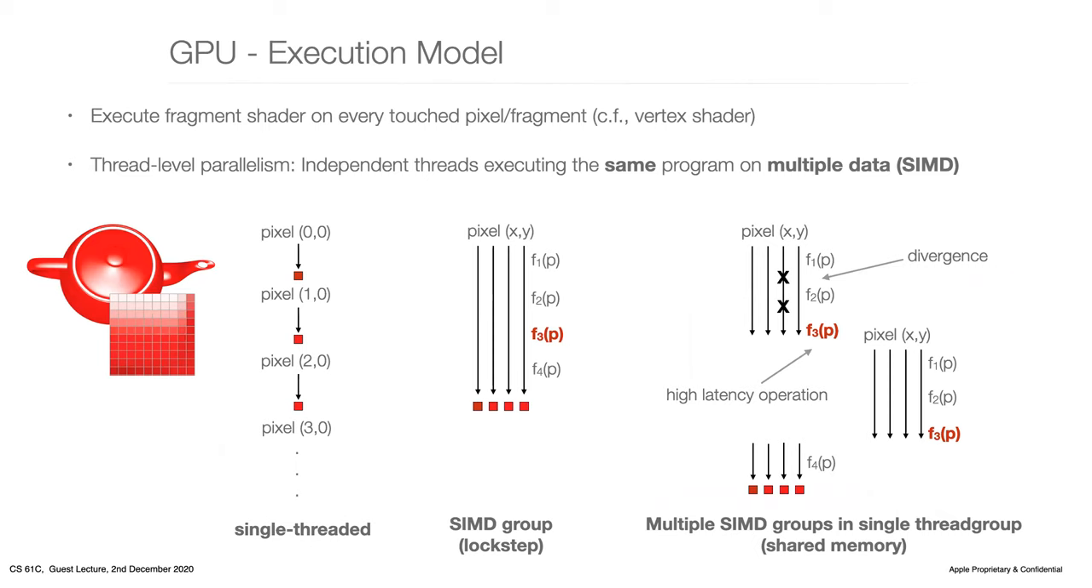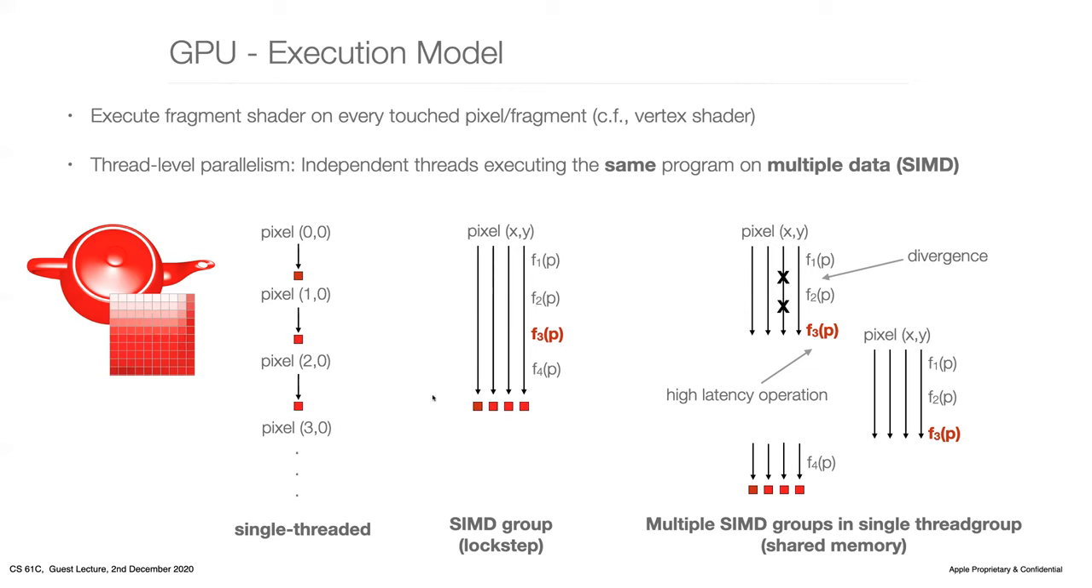So to talk a little bit more about the execution model, I talked about how we're going to execute this fragment shader on every touched pixel, so every pixel on this teapot. And we're going to do that in a way that takes advantage of thread level parallelism, meaning for every pixel, we're going to run the same instruction on multiple data. So we come back to our concept of SIMD. Imagine that this square is a zoomed in piece of this teapot. You could imagine an algorithm where we just walk one at a time, left to right, and for each pixel inside this square, we run the program. And that would work, but it's obviously very slow because it does everything one at a time.